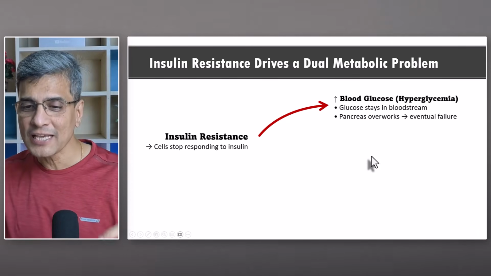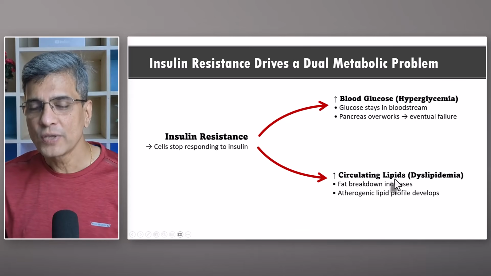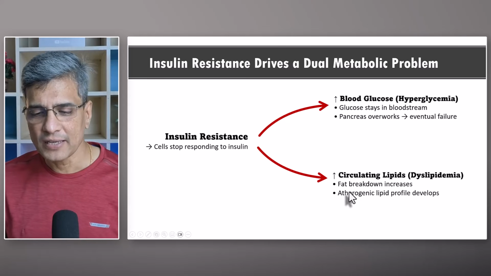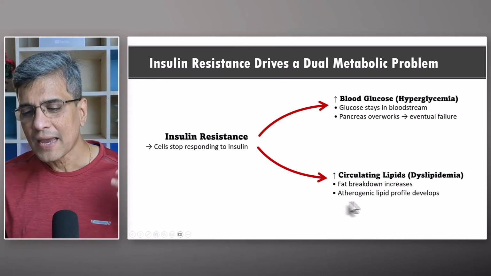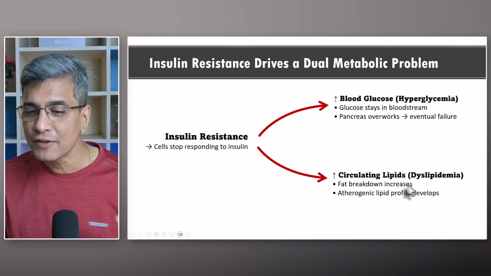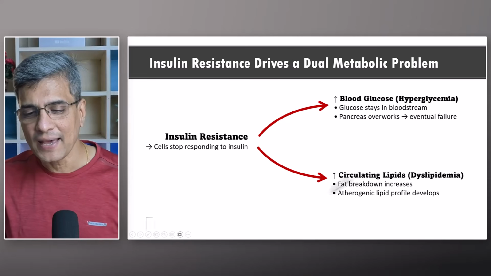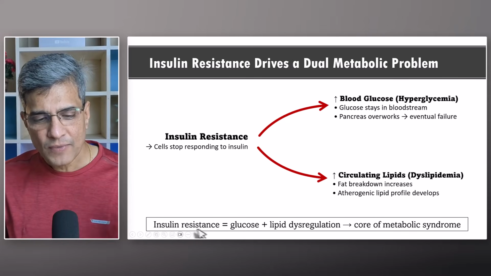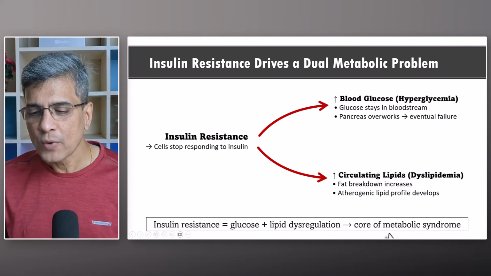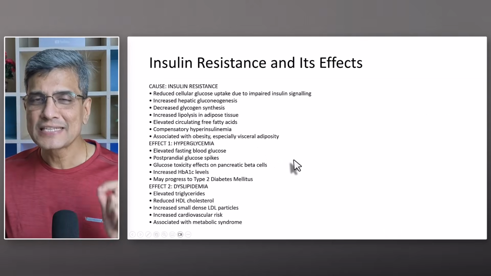And after finishing explaining the first metabolic problem, I jump to the second metabolic problem, which is about the lipids or dyslipidemia. I give a couple of pointers like fat breakdown increases and atherogenic lipid profile develops. I have not listed down everything associated with this issue. And finally, to summarize the core idea, I add this one sentence which says insulin resistance equals glucose plus lipid dysregulation, which is the core of metabolic syndrome. Now compare this slide to this slide.